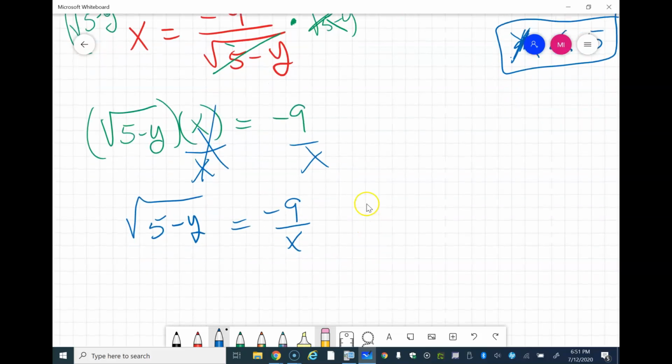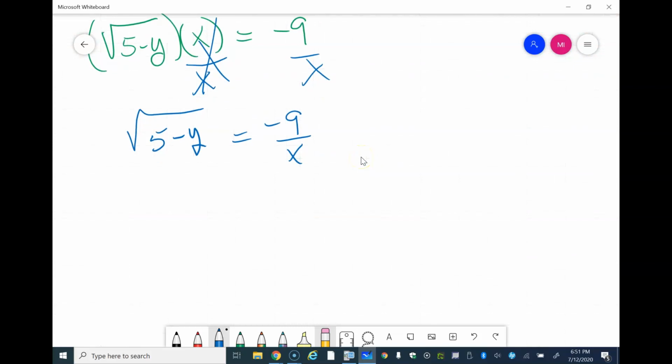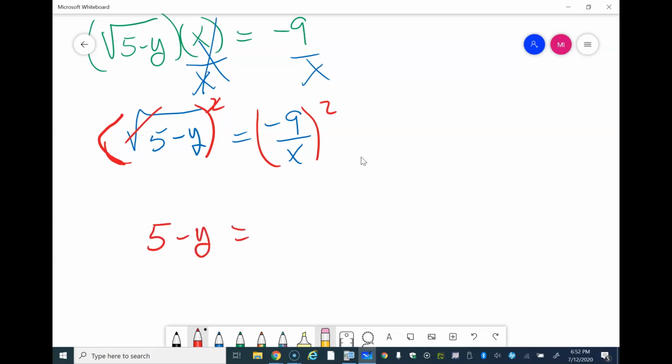Now, how do we get rid of a square root? We're going to square both sides, and that cancels out the square root. So over here, the square root cancels out with the square, leaving me with just 5 minus y. And you can distribute that in if you want. There'll be 81 over x squared. So 9 times 9, when you square it, gives you 81. And then the square with the x gives you x squared.